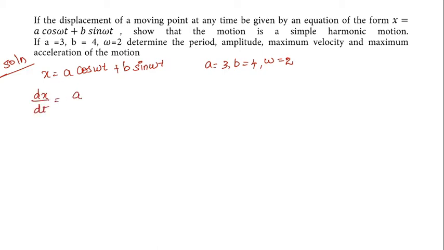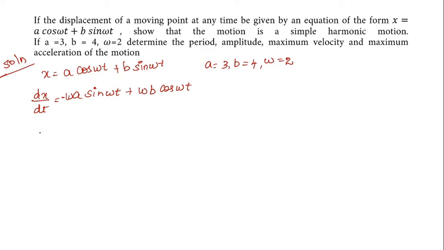Keep a as it is. We differentiate cos ωt with respect to t, so it will be minus sin ωt, and differentiating ωt gives a factor of ω. So minus ω a sin ωt plus, for b sin ωt, the derivative will be cos ωt, and the derivative of ωt will be ω. So ω into b into cos ωt.